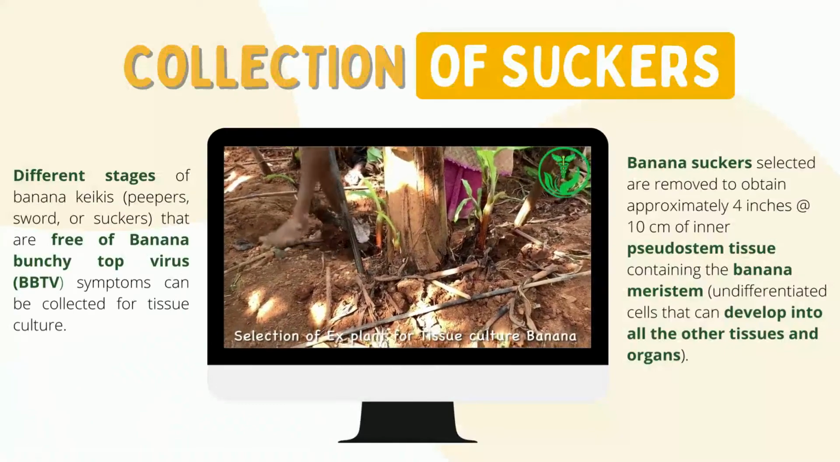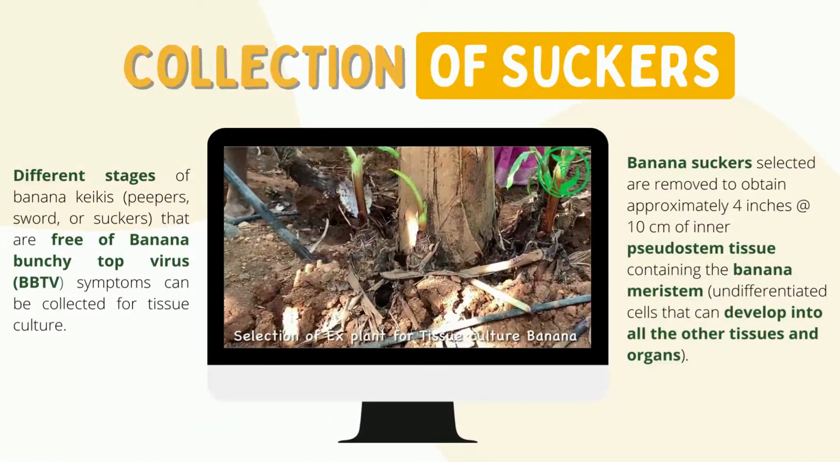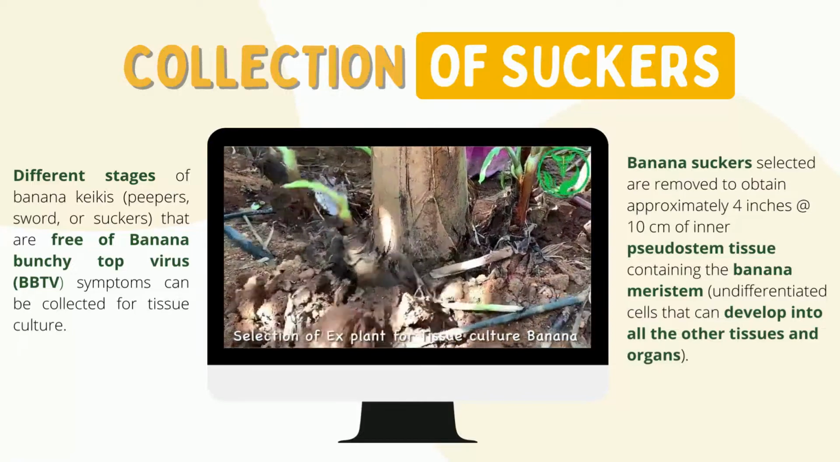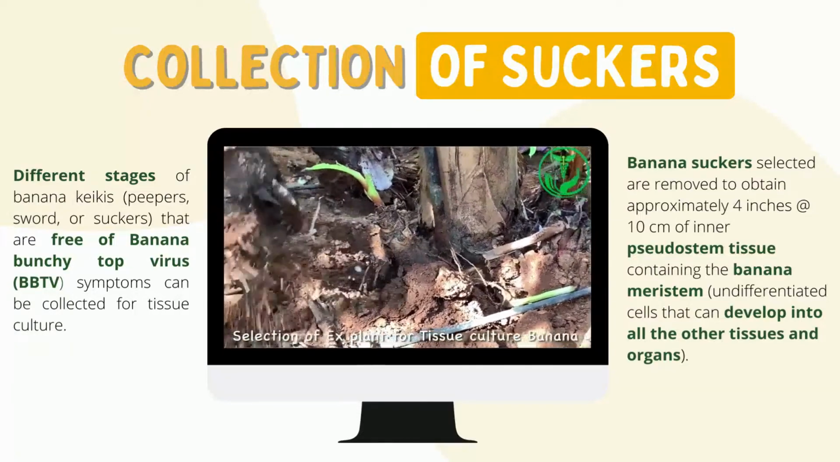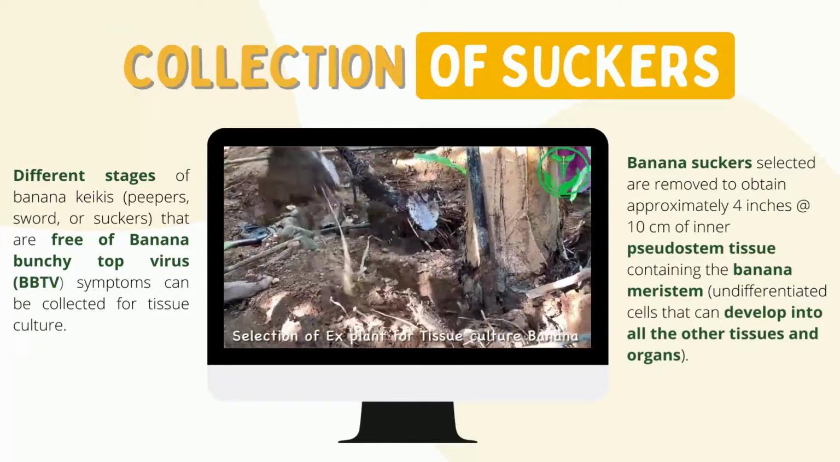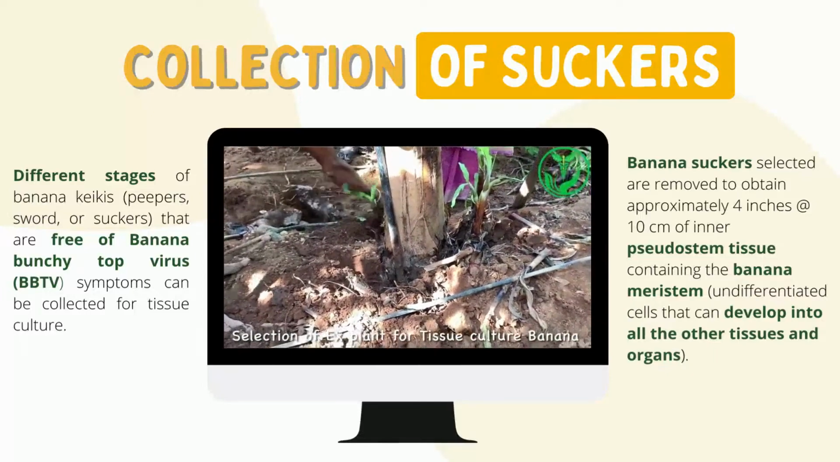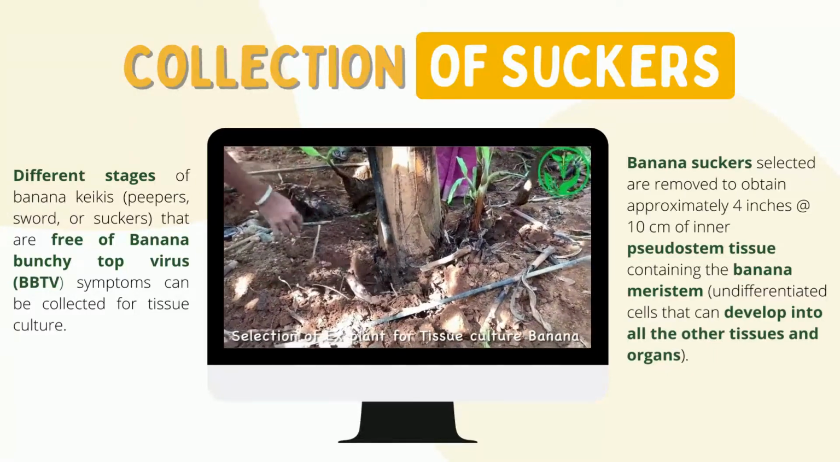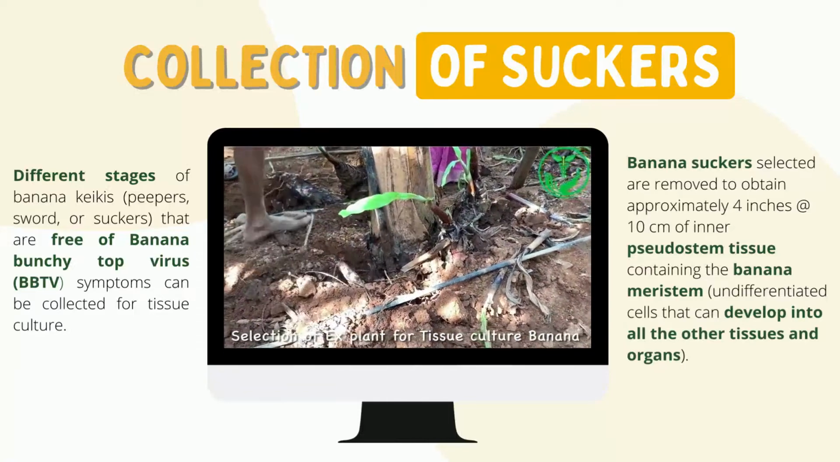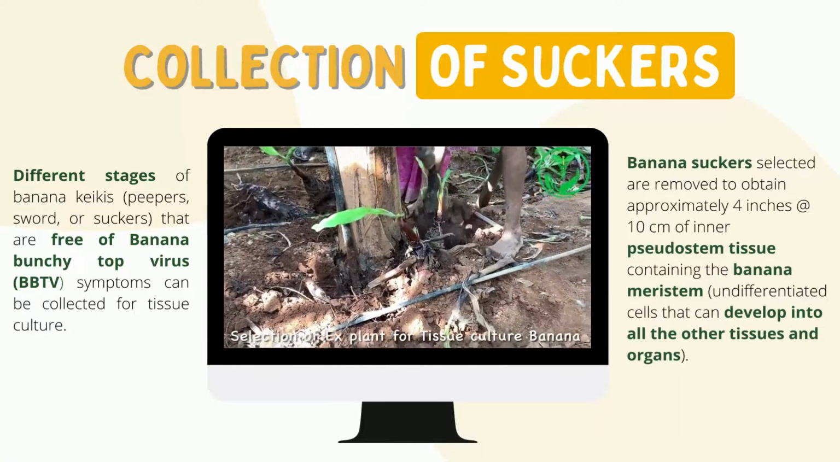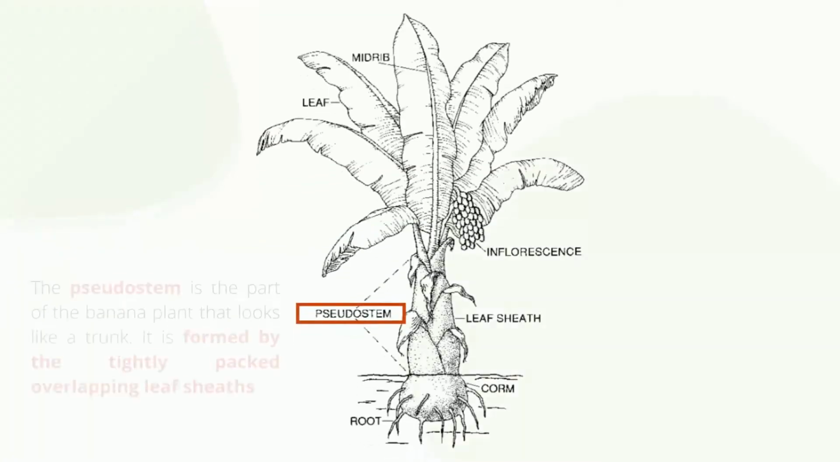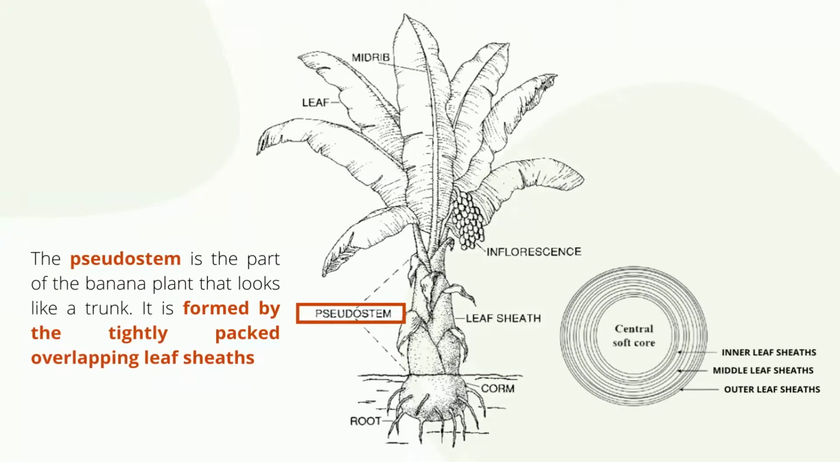Banana suckers at different stages, about 40 to 100 cm tall and free of banana bunchy top virus symptoms, can be collected for tissue culture. The presence of virus can be studied in the laboratory. Banana suckers selected are trimmed to obtain approximately 4 inches or 10 cm of inner pseudostem tissue containing meristem. Meristem consists of undifferentiated cells that can develop into all the other tissues and organs that occur in plants. But what is a pseudostem? The pseudostem is the part of the banana plant that looks like a trunk. It is formed by tightly packed overlapping leaf sheaths.